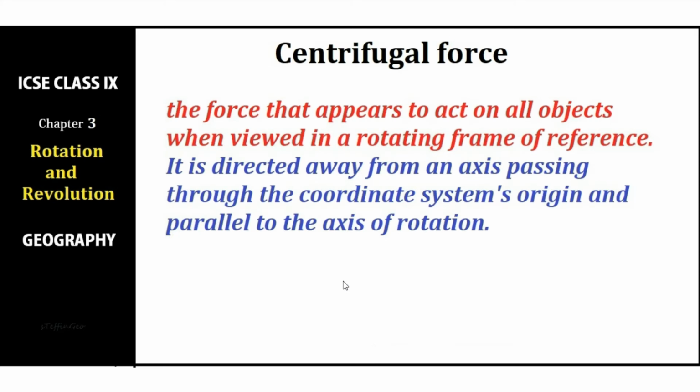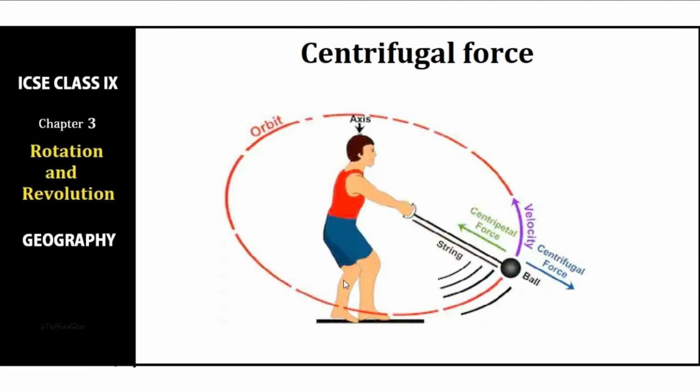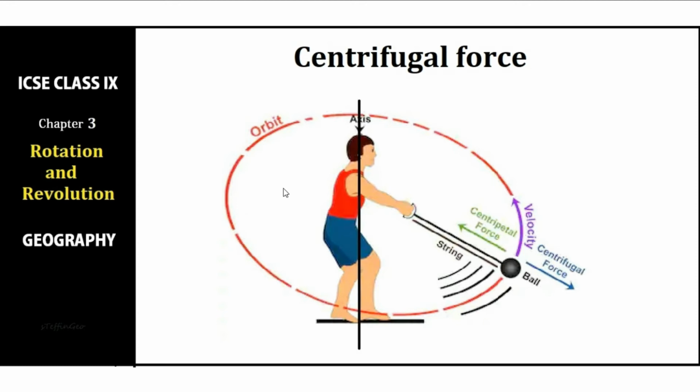Now the second force which is generated due to the rotation of the earth is centrifugal force. Just like any object which is rotating, there is always a force which is directed away from the center of the axis towards the outer side. A force which is directed away, this force is called centrifugal force. And here you can see a student spinning a hammer, say for example. From the axis of his rotation, there is a force which is actually pushing this outward. So this force is called centrifugal force.